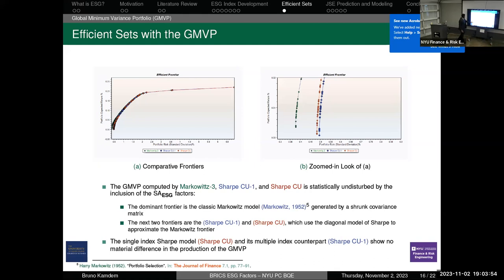So the graph is just saying that when we compute the global minimum variance portfolio for our results using these different models, the Markowitz will come first, and then followed by the Sharpe single index and the Sharpe multiple index, right? And when we do the test, they're all efficient frontiers. All these three are efficient frontiers, right? When we look at the single index Sharpe model and the multiple index counterpart, we see that there is no material difference in the production of the global minimum variance portfolio, right? That means the indices are very good, and they can be used to further some other studies. That's basically what it means here.